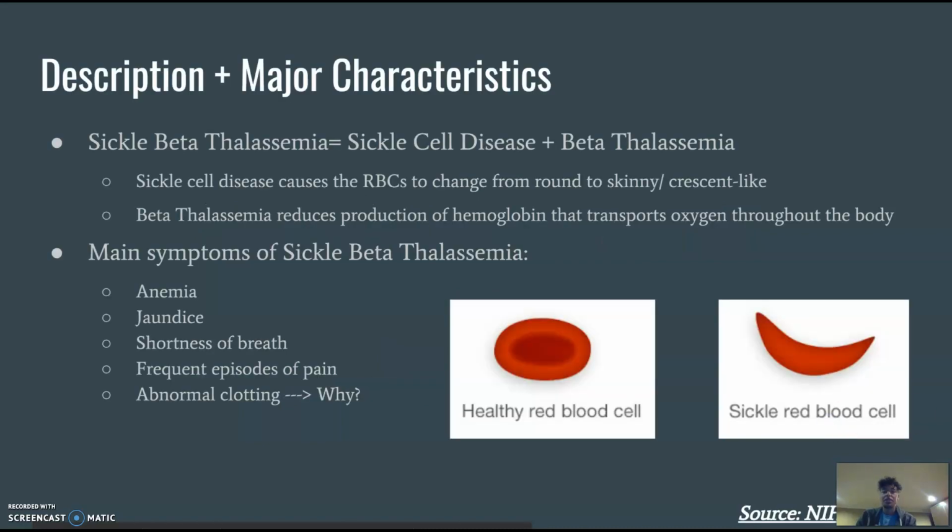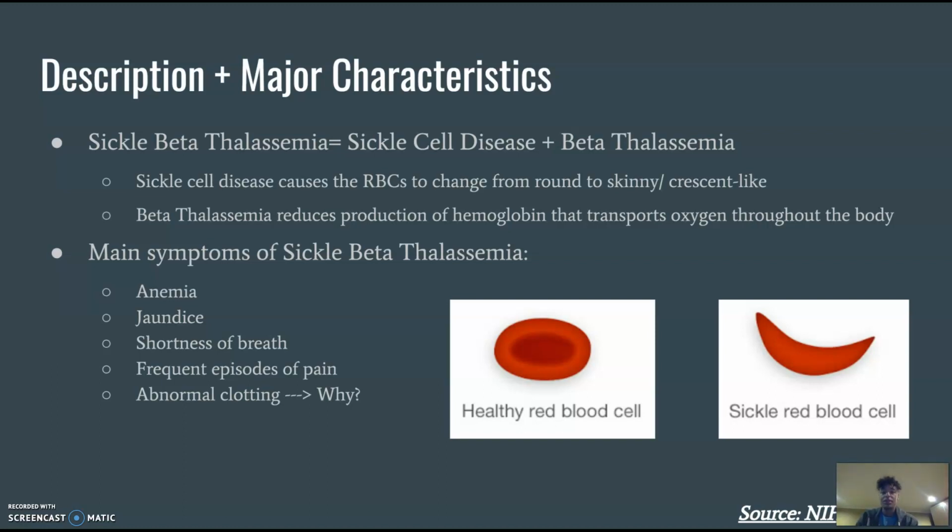Okay, so a description of basically what sickle beta thalassemia is. It's a combination of two different diseases, sickle cell disease and a disease called beta thalassemia. Sickle cell disease, you may have heard of before, causes the healthy, round red blood cells to become more of a sickly, skinny shape, and that impairs oxygen binding and also impairs oxygen circulation throughout the body. And then beta thalassemia is a disease that reduces the normal production of hemoglobin. Hemoglobin is the exact protein that the oxygen binds to be transported around the body. So when you have abnormally shaped red blood cells and less hemoglobin, it becomes doubly bad, compound bad, and creates this disease called sickle beta thalassemia.